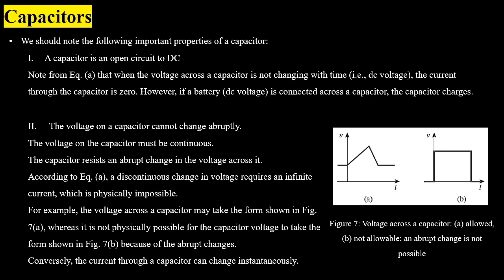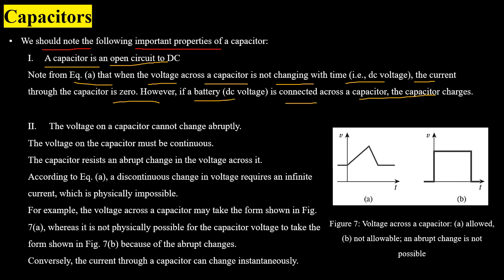Now we should note down the following important properties of a capacitor. The first property is that a capacitor acts as an open circuit to a DC source. From equation A, when the voltage across a capacitor is not changing with time, that is DC voltage, the current through the capacitor is zero. However, if a battery, which represents DC voltage, is connected across a capacitor, the capacitor charges.